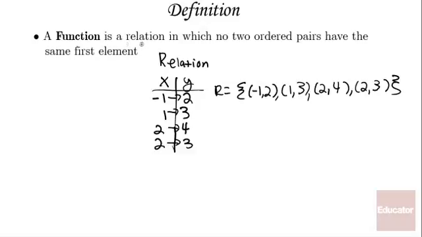It violates this definition of a function, because a function is a relation in which no two ordered pairs have the same first element, and these two have the same first element. So this is a relation, but it is not a function. Giving an example of a function. A function, on the other hand, would be something like this.